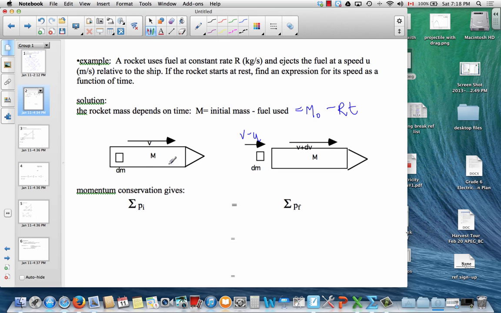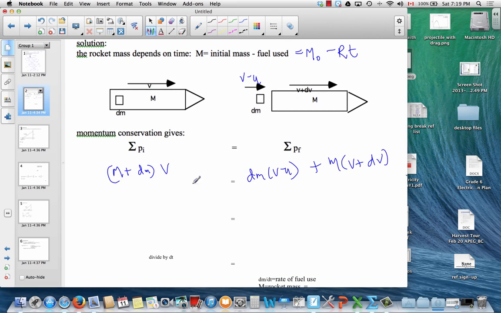So this is a closed system. The rocket and fuel are just pushing on each other. So it must be that momentum is conserved. So those two masses are moving together at speed v before the fuel is burned. After the fuel is burned, you've got the little bit of fuel that's slowed down, and then you've got the rocket that's increased a little bit in speed.